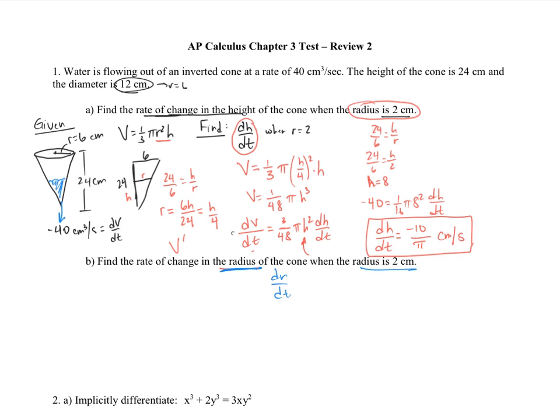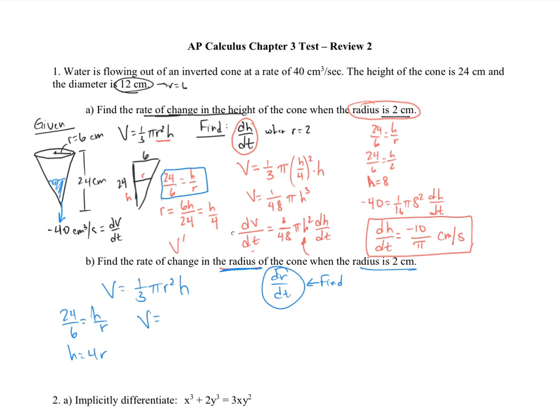The only thing different is when I have my volume equation here, since I want dr/dt, this is what I'm trying to find, I want to change this h to be in terms of r. So again, we have this ratio that we had set up here, and we said that 24 to 6 was our h to r, but this time I want to get rid of the h, so let's solve for the h. So h is going to end up being 4r.